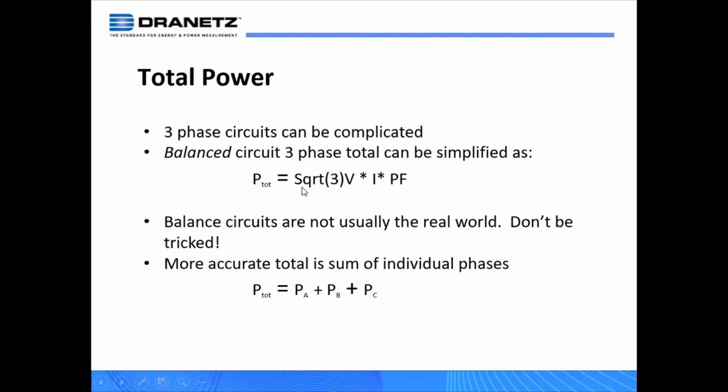And if not, then this formula here is not very useful for determining power in an unbalanced circuit. So the second formula that you have here is basically the sum of the individual phases. And it's fairly straightforward. So this would account for any imbalance that you might have in the circuit. Incidentally, most meters are using this formula to determine total power.